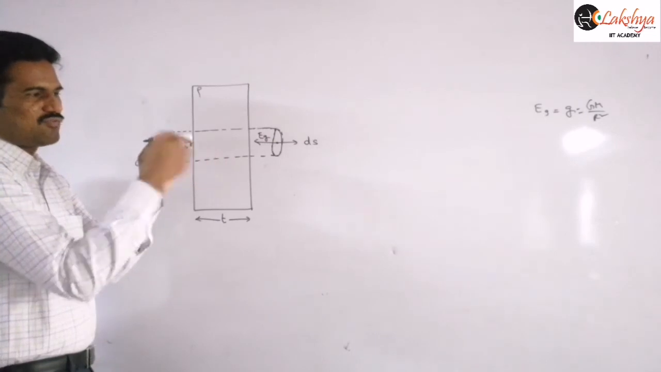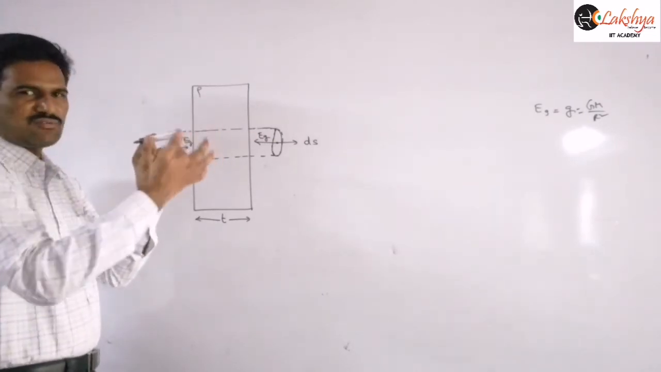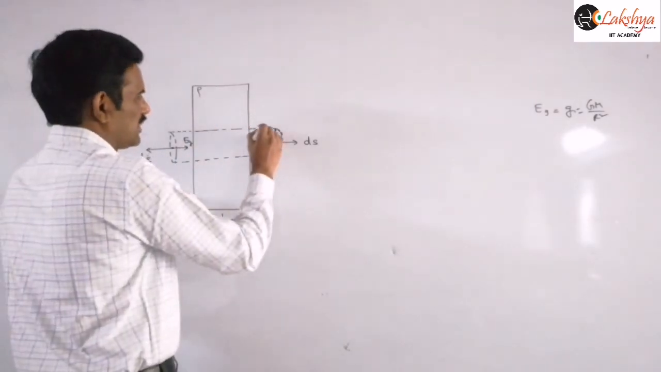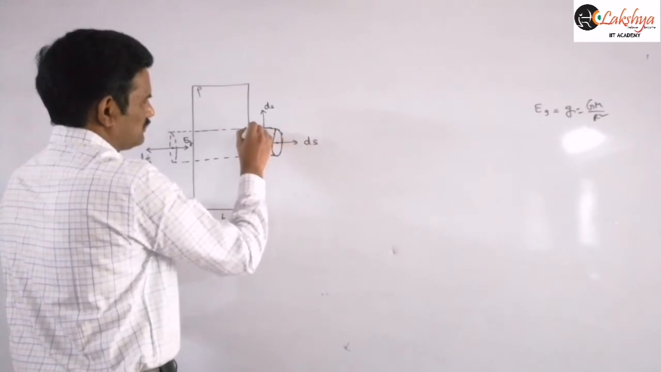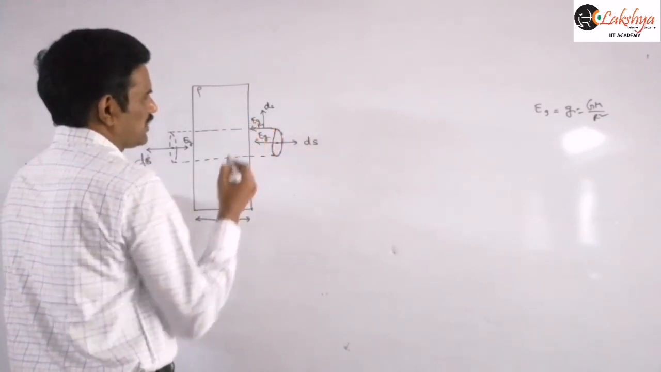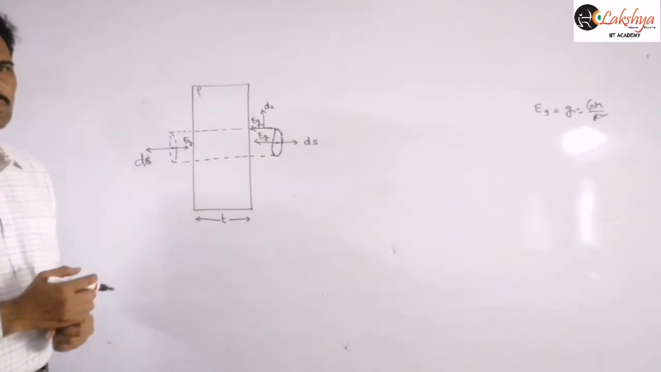This gravitational field and the area vector are opposite to each other. And for the curved surface, the area vector ds will be like this and our field will be like this, so they are perpendicular to each other. So the flux through the curved surface will be 0, and only the flux through the plane surfaces will be there.